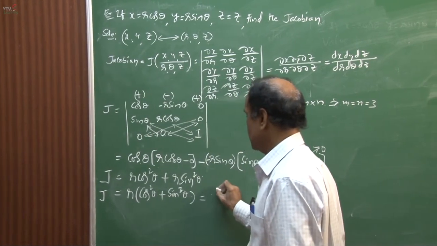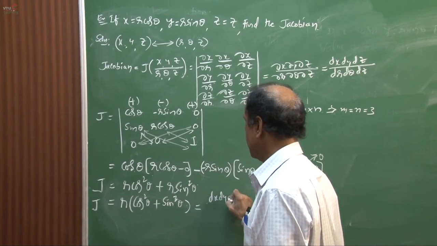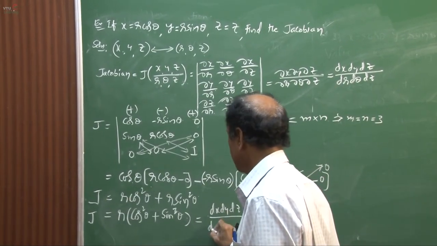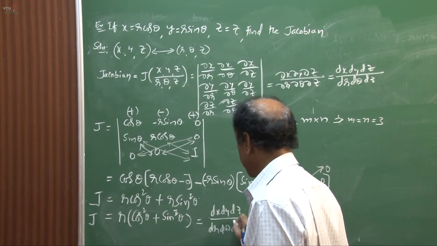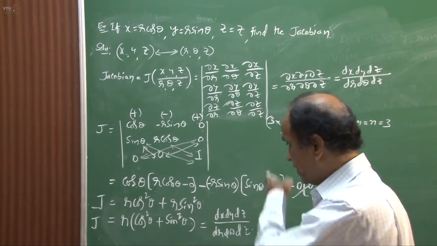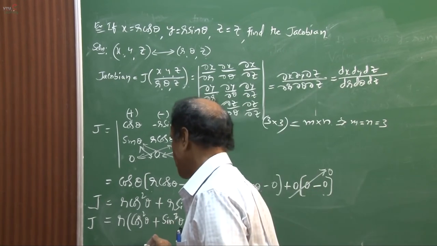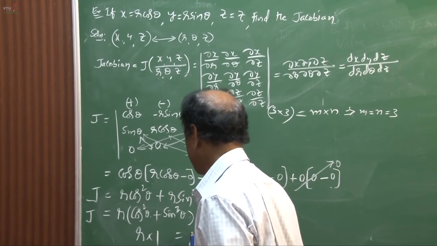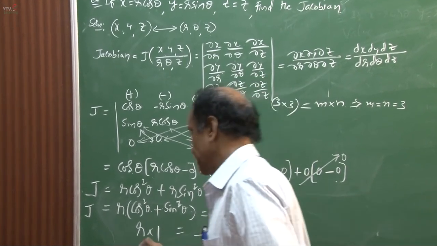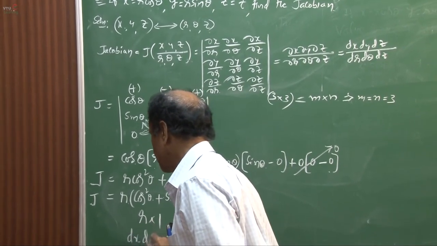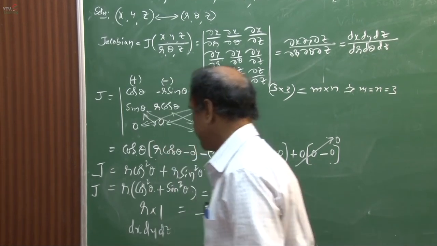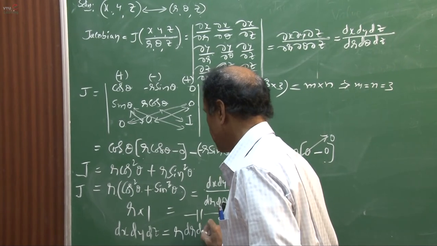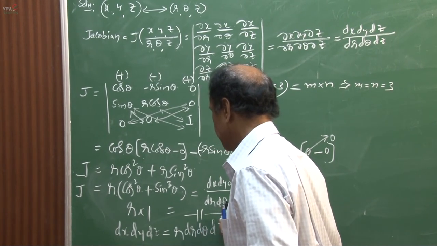What is your j? This is dx, dy and dz, this value, that is dr, d theta and dz. If you take cross multiplication, after putting this value is equal to 1, r into 1 is the same quantity, then you can replace the product dx dy dz with r into dr d theta and dz.